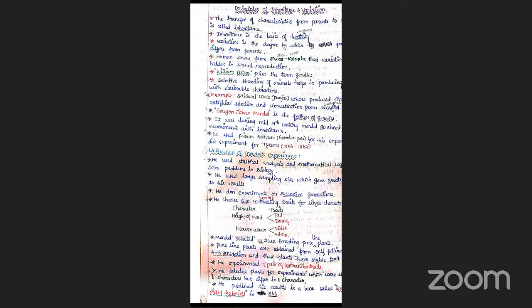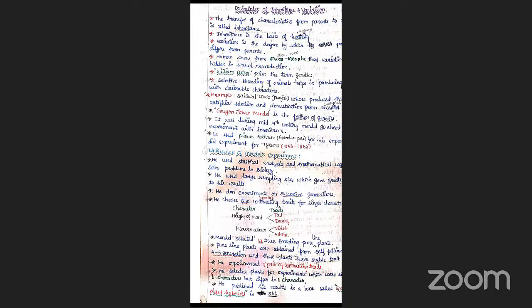Mendel took the Pisum sativum plant. Pisum sativum is the botanical term for the garden pea plant. He took the Pisum sativum plant for his experiment. That is also an important question, Pisum sativum. The common name is garden pea plant.